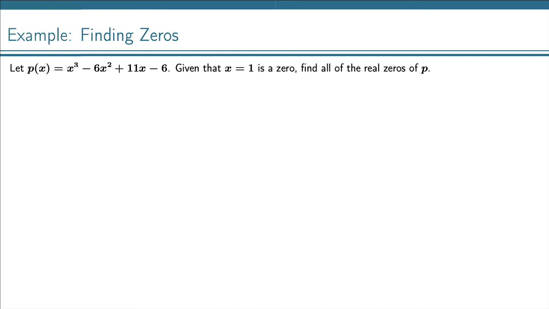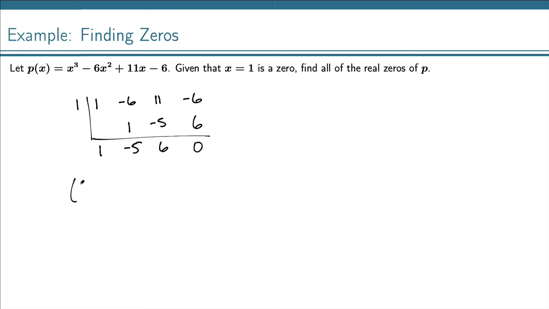Let's do it again. We've got this polynomial. We're told that x equals 1 is a 0. So let's go ahead and divide out the x minus 1 factor that we know. We have our coefficients of 1, -6, 11, and -6. We'll bring the 1 down. 1 times 1 is 1. -6 plus 1 is -5. -5 times 1 is -5. 11 plus -5 is 6. 6 times 1 is 6. And -6 plus 6 is 0.